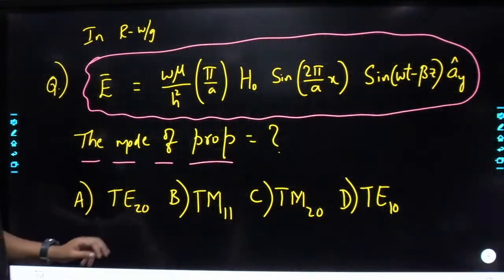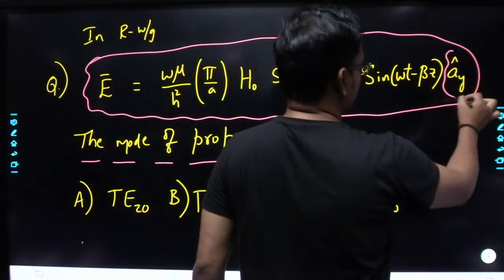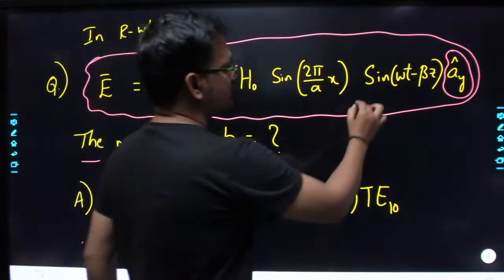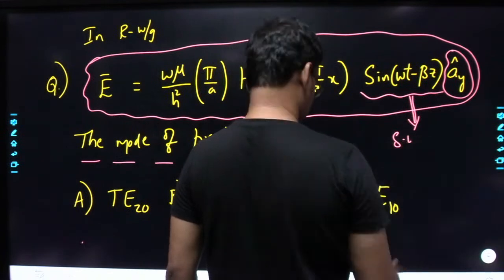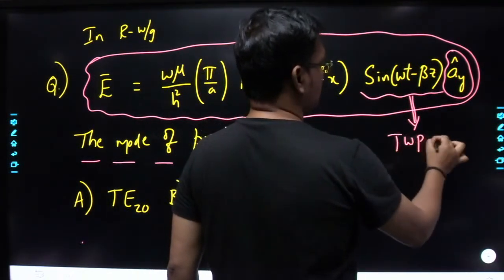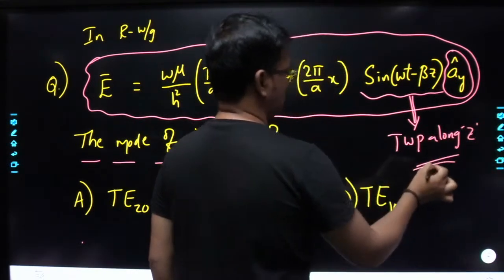Now see here, if you observe here, this electric field is nothing but the y component of electric field. Okay, so here if you observe, this represents what? This represents a standing wave pattern, sorry, a traveling wave pattern. This represents a traveling wave pattern along what? Along z, right?